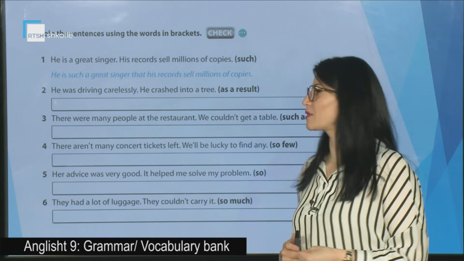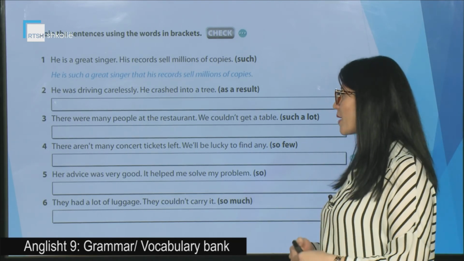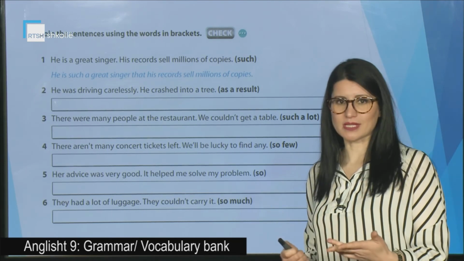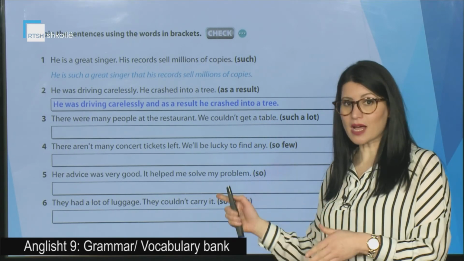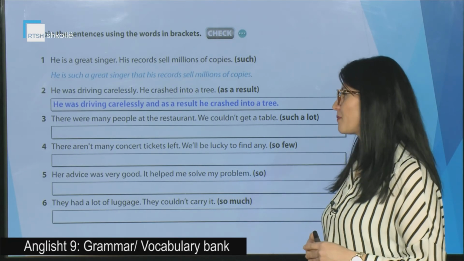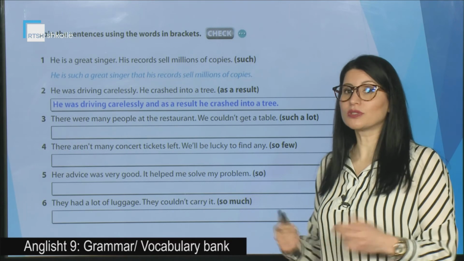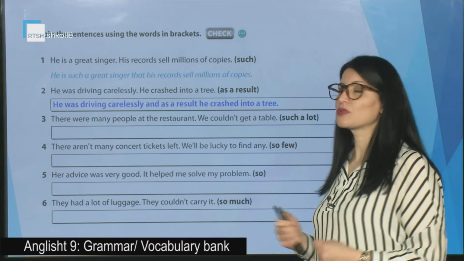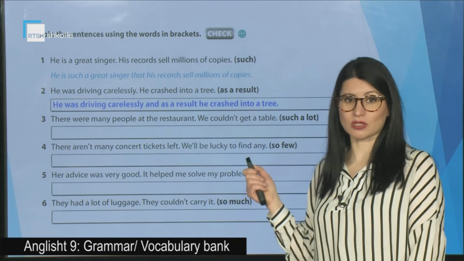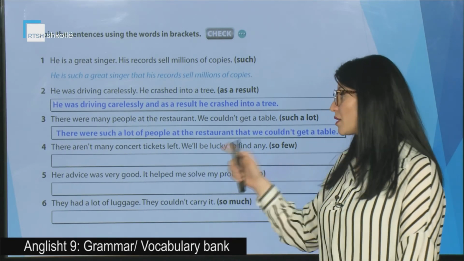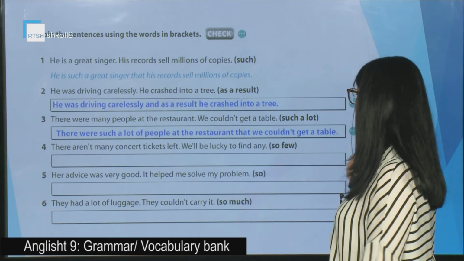Let's go on with sentence number 2. He was driving carelessly. He crashed into a tree. So the sentence would be, he was driving so carelessly that he crashed into a tree. There were many people at the restaurant. We couldn't get a table, and we are going to use such a lot. So we need a noun after such a lot. So the sentence would be, there were such a lot of people at the restaurant that we couldn't get a table.